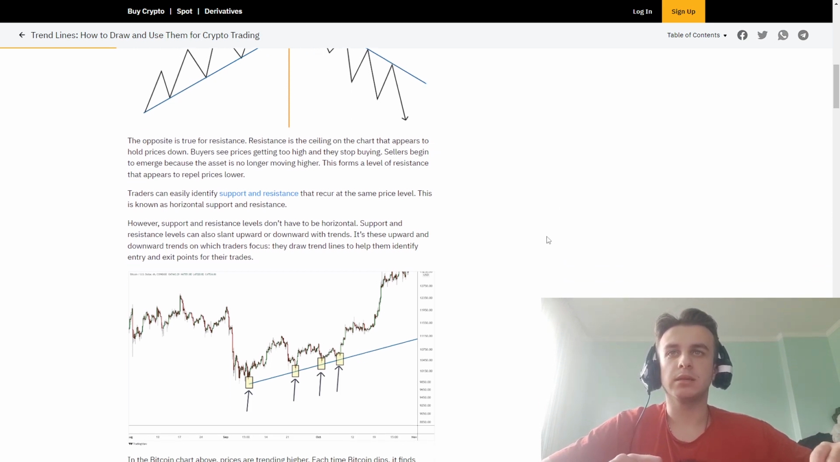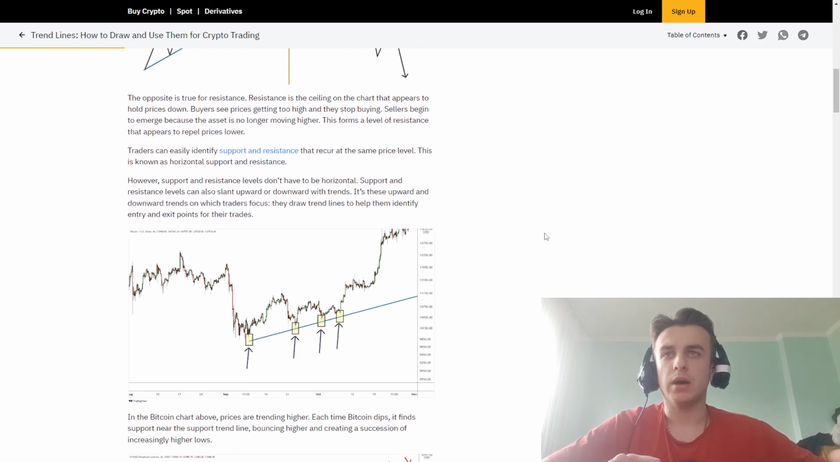Traders can easily identify support and resistance that recover at the same price levels. This is known as horizontal support and resistance. However, support and resistance levels don't have to be horizontal. They can also slant upward or downward with trends. It's this upward and downward trend that traders focus on and draw trend lines on, to help them identify entry and exit points for trades.